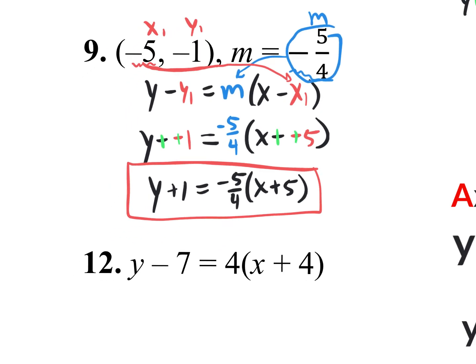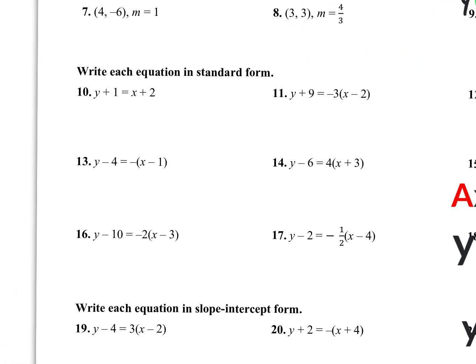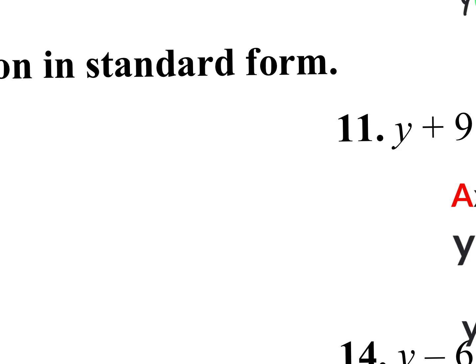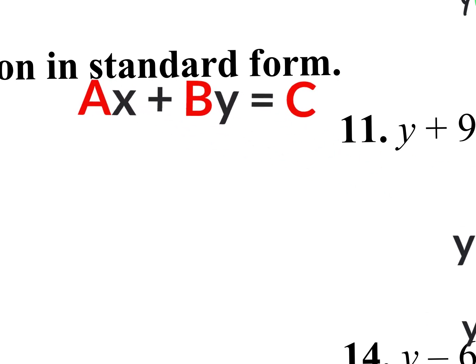Okay. Now, the second part of our homework, if we read down here, obviously we're going to be practicing all three forms. The first one's the most important because that's the new one that we're practicing. What about standard form? What's standard form again? Ax plus By equals C. That's right. So if you forgot that, I would write that down right here.